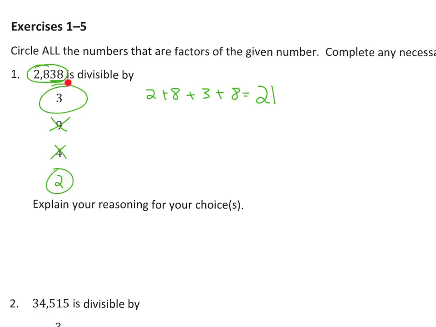So I've done that first example for you, and I didn't have to add the 2. I just did that for fun. But I was able to narrow down that it couldn't be 9 because the digits do not add up to a multiple of 9. It is not divisible by 4 because the last 2 digits are not a multiple of 4. You can go ahead and finish the rest.